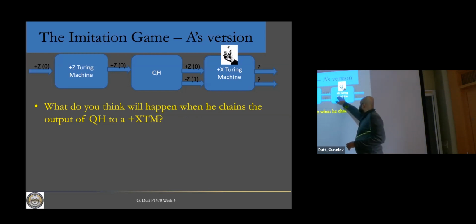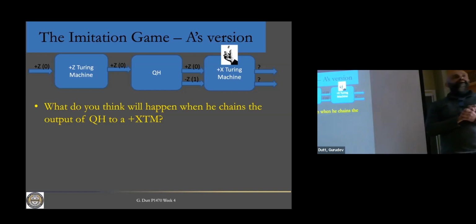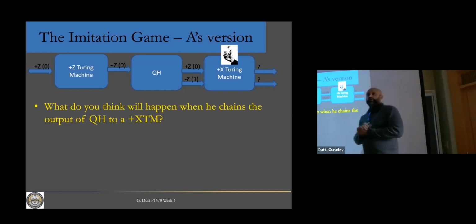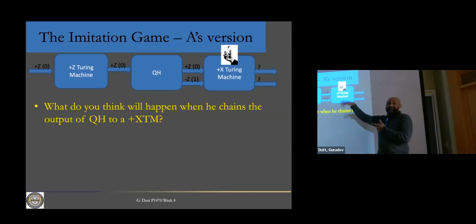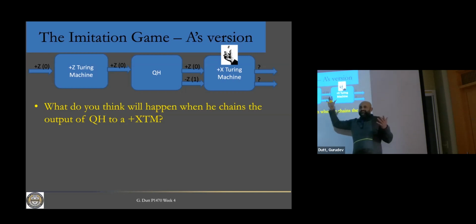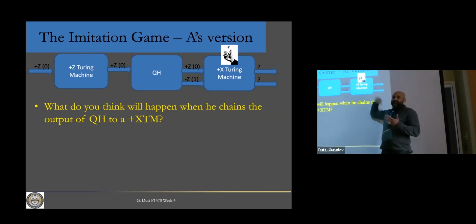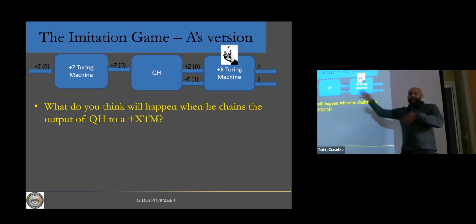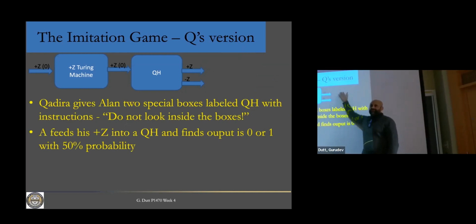what do you think will happen if he changes the output of the QH to a plus X Turing machine? Yes? Exactly. So to check that what Kadira has done is just a fancy version of his plus X Turing machine, he puts another plus X Turing machine in front of this box, the QH. I should mention he does a lot of other checks. To be a careful experimentalist, he puts plus Z Turing machines here and minus Z Turing machines and makes sure these outputs are really just plus Z and minus Z and all that. He's a good experimentalist, okay?